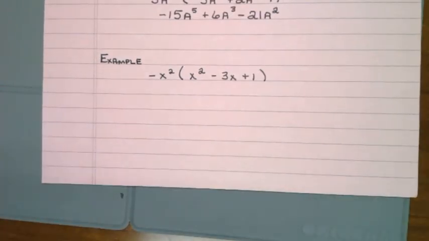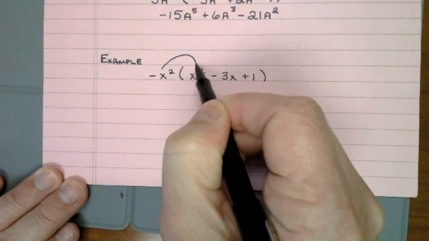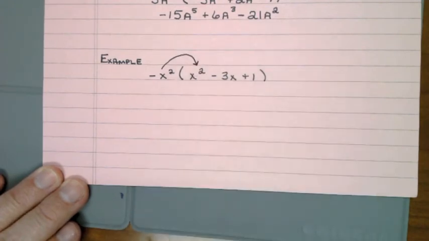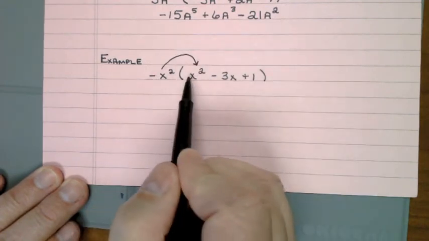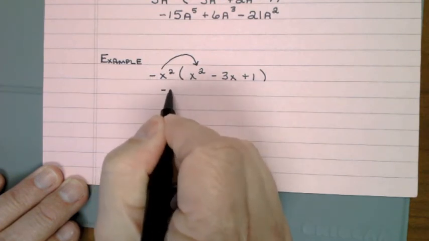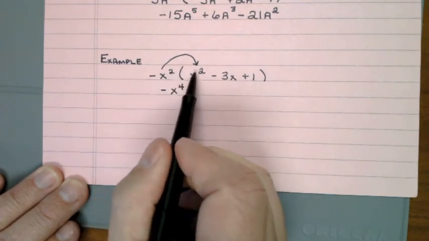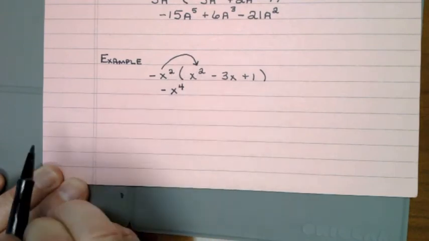Again, I'm going to take what's on the outside of the parentheses and start multiplying it to what's on the inside of the parentheses. Negative x squared times x squared. This is a negative 1 in front and a 1 right here. Negative times a positive is negative x to the fourth power, because when I multiply, I add my exponents.